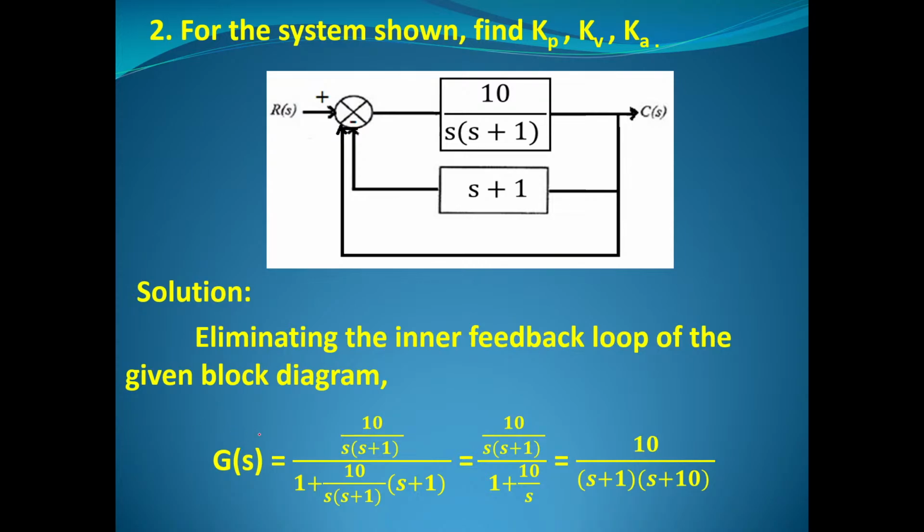T of S. But I did not write T of S here. Why? Because it is not our final transfer function for the given system. Okay, so just write it down, this G of S by 1 plus G of S into H of S. This is our H of S, this one. Okay, so if you simplify this, you will get 10 divided by s plus 1 into s plus 10, and that's what you will get.